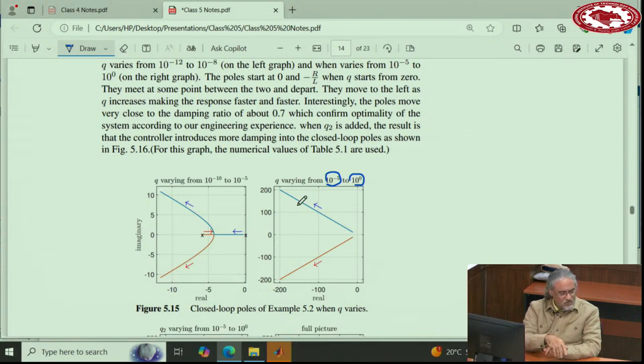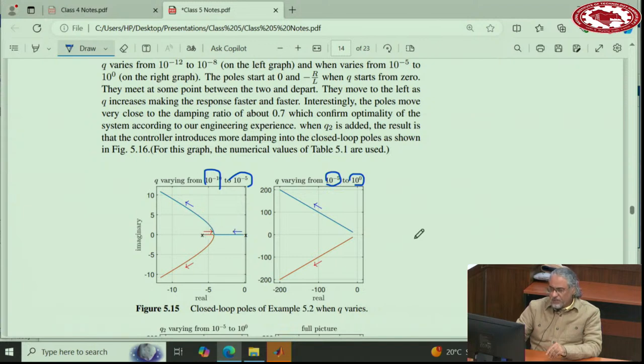Because it gives you zeta of 0.7, which is an overshoot of 4-5%. But we did not impose it here. It turned out to be here. We did not impose it, but because it's optimal, it found it. And if you want to see what happens initially, it is this one, 10 to the negative 10 to 10 to the negative 5. One of them is 0, one of them is negative 6. They move towards each other.